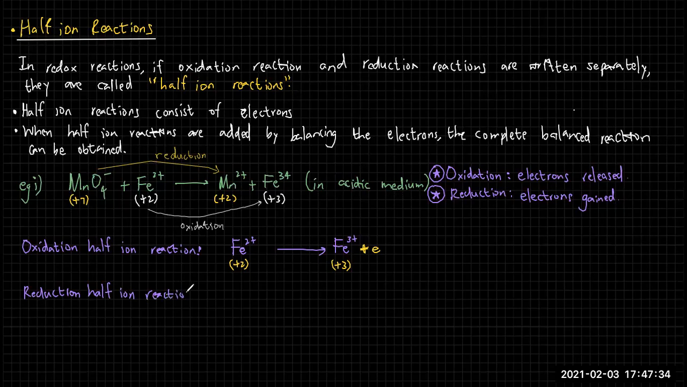Right, who is undergoing reduction? That is permanganate. So MnO4 minus, let's leave some space and write Mn2 plus. It is becoming Mn2 plus. Just like before, compare the oxidation states: from +7 goes to +2.